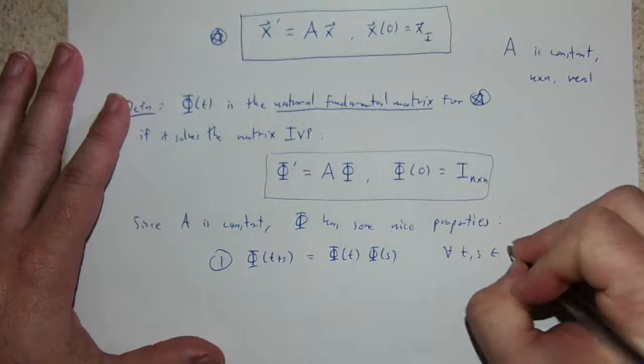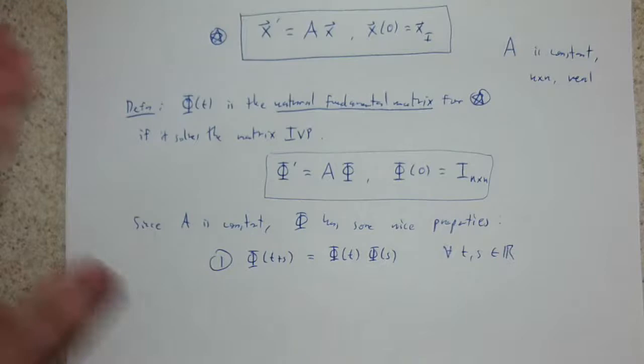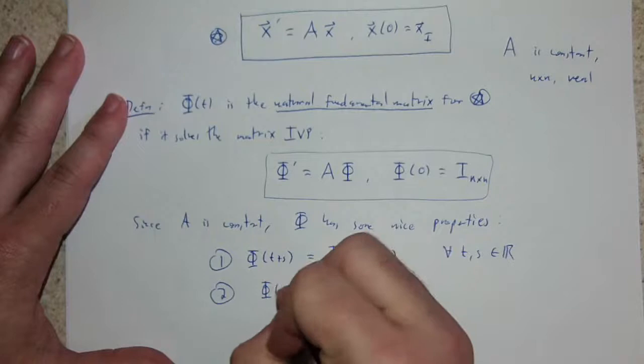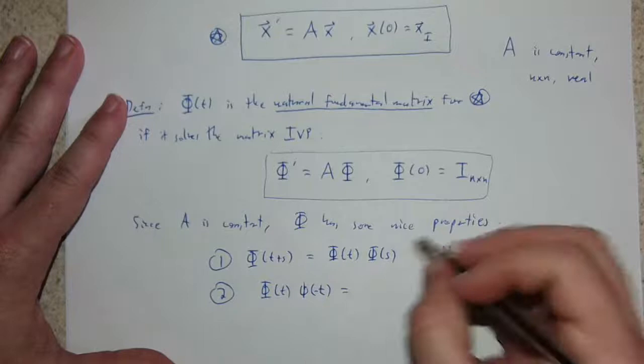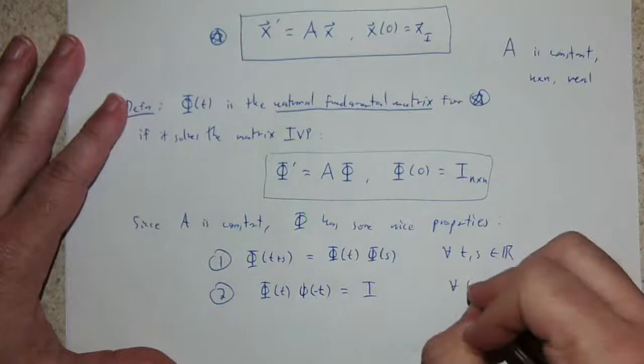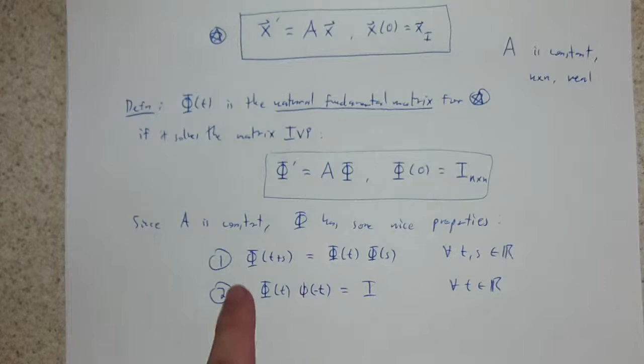This is an amazing property, and I'll explain in a second. Secondly, phi of t times phi of minus t would be phi of 0, which is the identity, for all t. Why? Because this, by the first property, is phi of t minus t, so phi of 0, and phi of 0 by this initial condition is I.